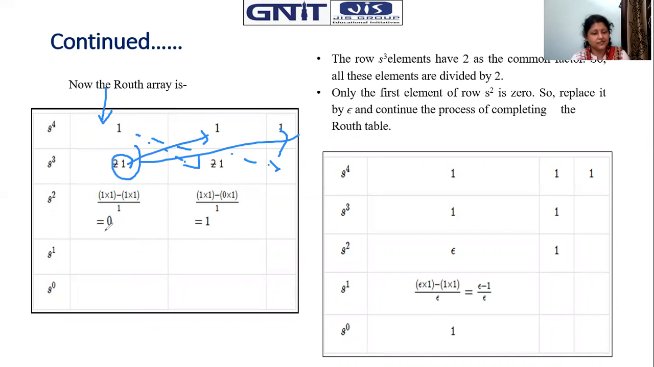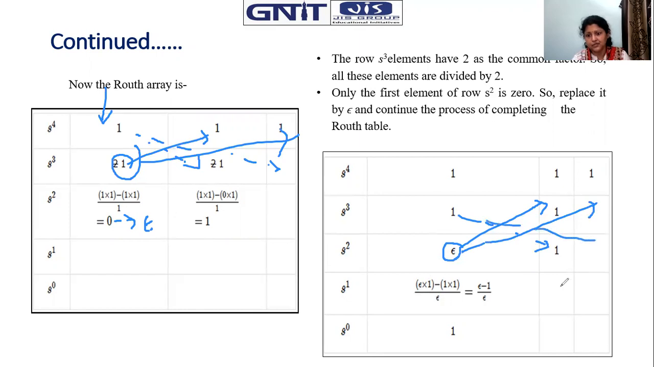So this is the difficulty. Then what we have to do, the Routh criterion suggests that the 0 may be considered as a small positive quantity epsilon. So we are considering here 0 as a positive quantity epsilon. Then how do we move? Again starting with this epsilon and then this entry: 1 into epsilon minus 1 into 1, divided by epsilon, for the next column, and then it will be 0 obviously for the next element, and this will be 0 continuing.